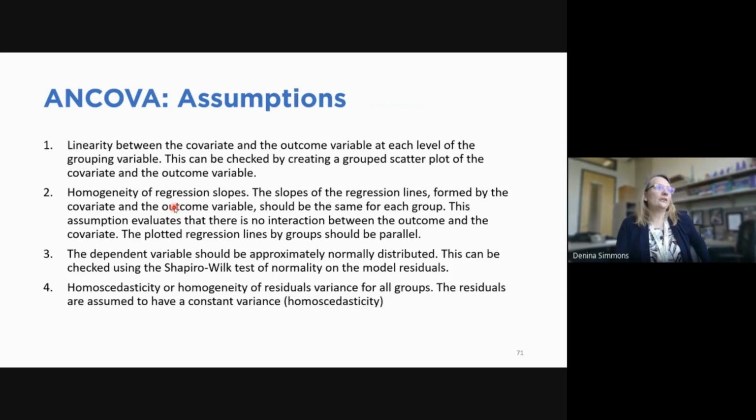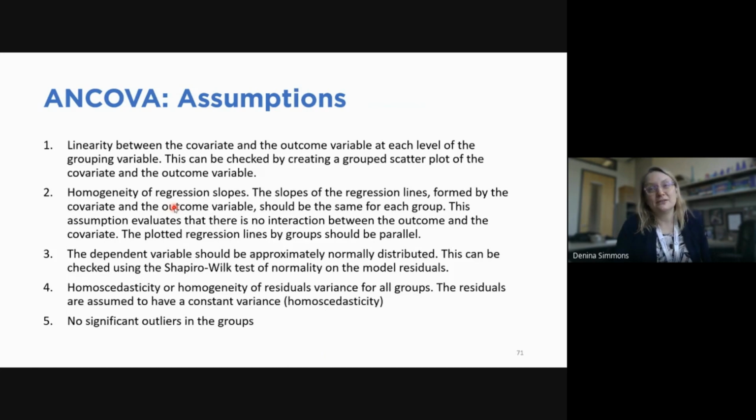And you should also not have heteroscedastic data. You should have a homogeneity of residuals and variance. And as well, there should be no significant outliers. So if you have a couple of outliers, you can do an outlier test, maybe using Hotelling's T with a PCA, remove them, then you can do this.